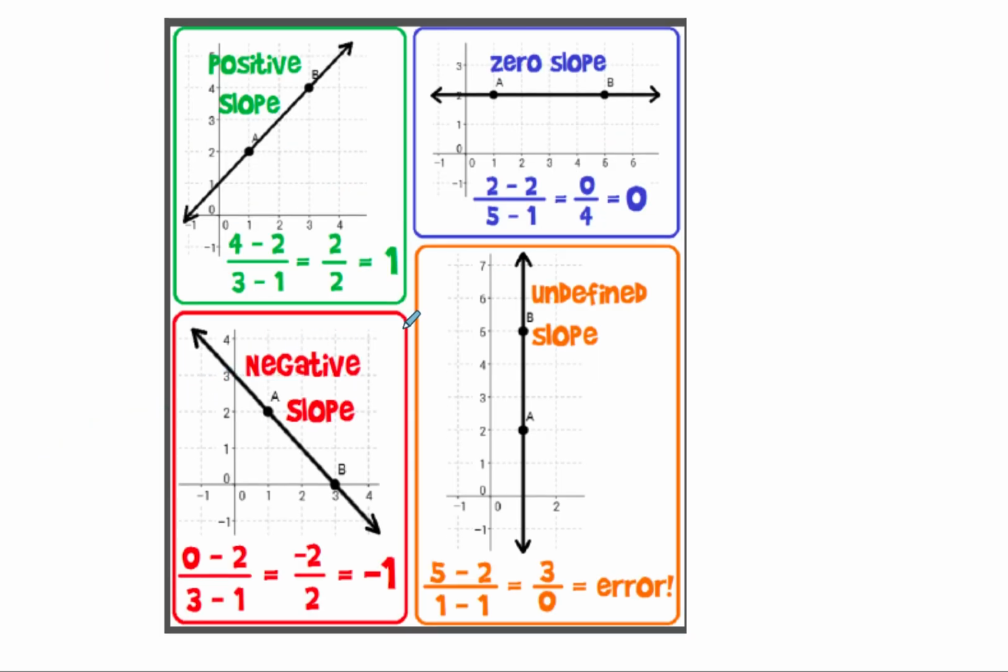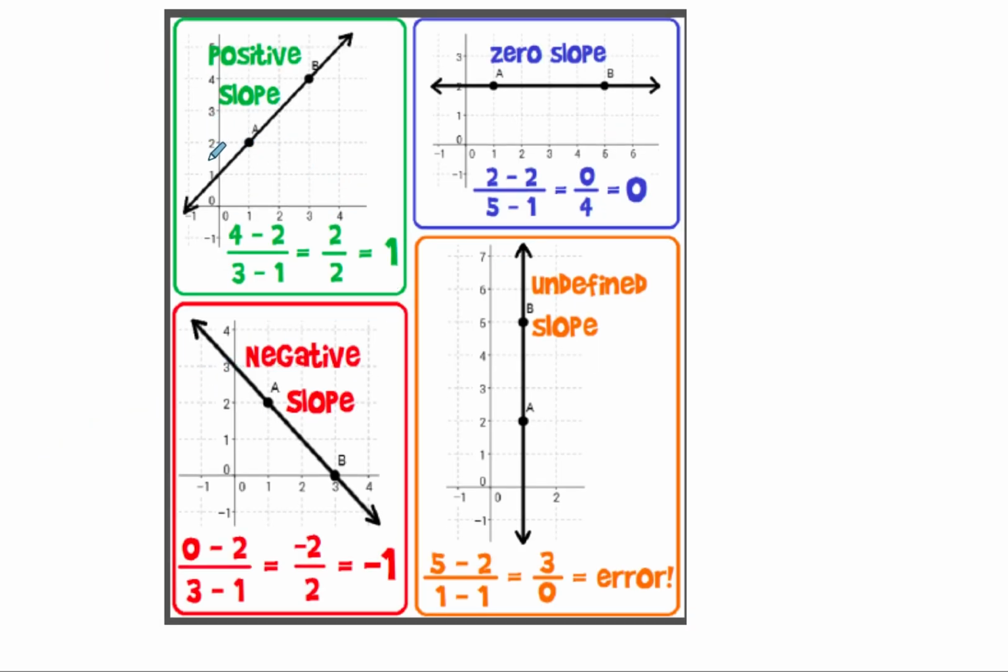There are 4 different types of slope. All the lines that we've seen so far have positive slope. As they go from left to right, it looks like they're going up. You find your rise and your run, and then you put rise over run, and then you simplify if you need to.